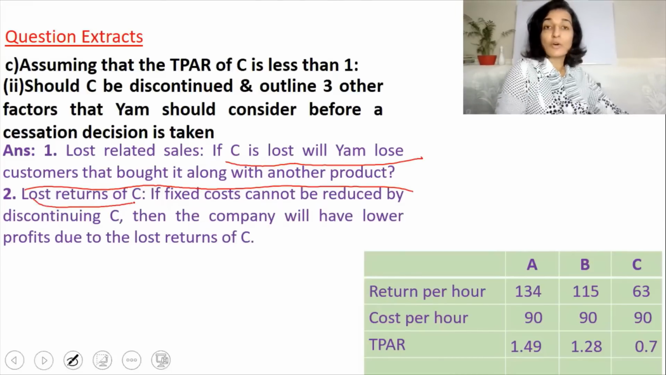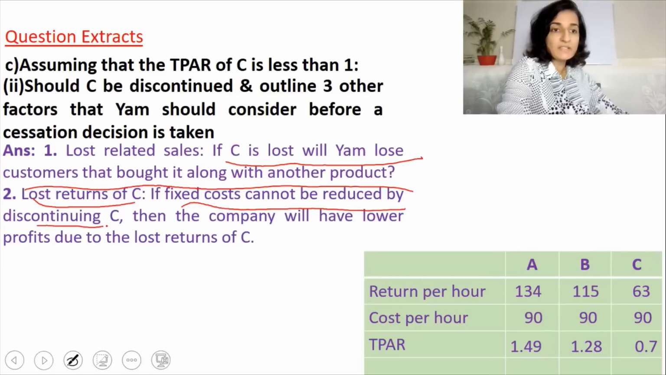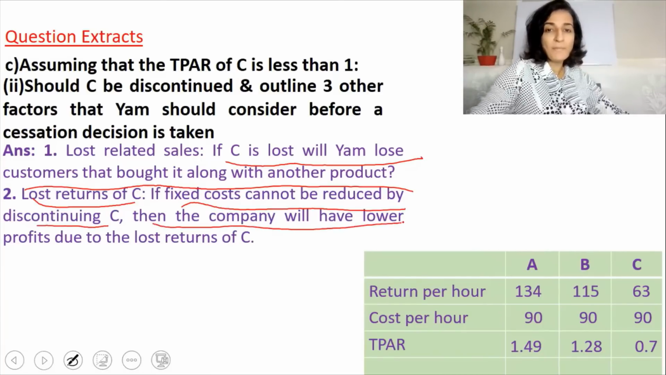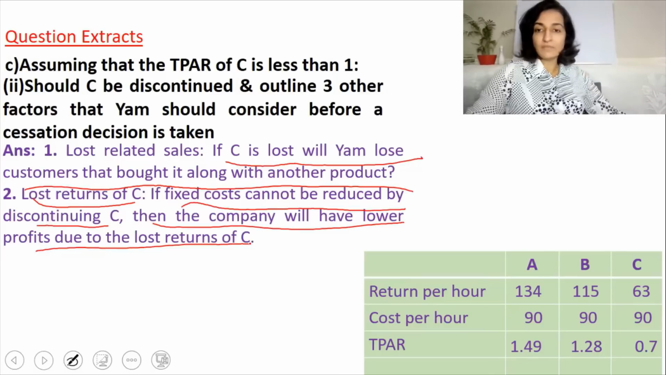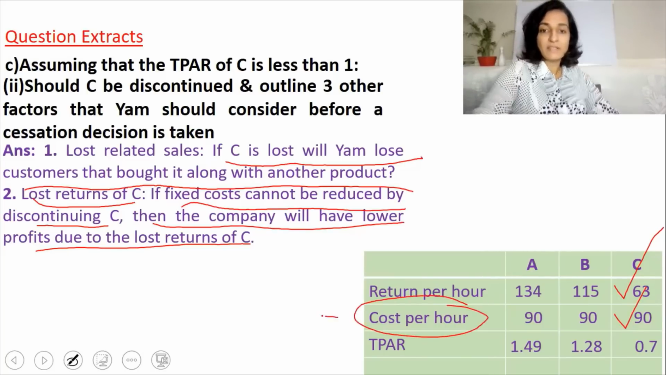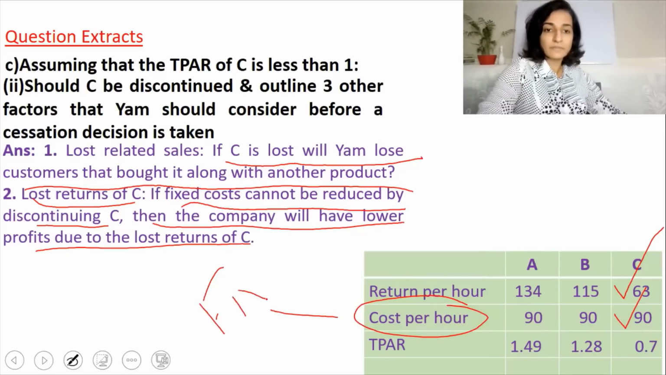Lost returns of C. If fixed cost cannot be reduced by discontinuing C, then the company will have lower profits due to the lost returns of C. I've just copied the table of calculation that we did earlier. So if you see here, the return per hour of C is $63 and the cost per hour is $90 per hour. The cost per hour is the fixed cost, correct?